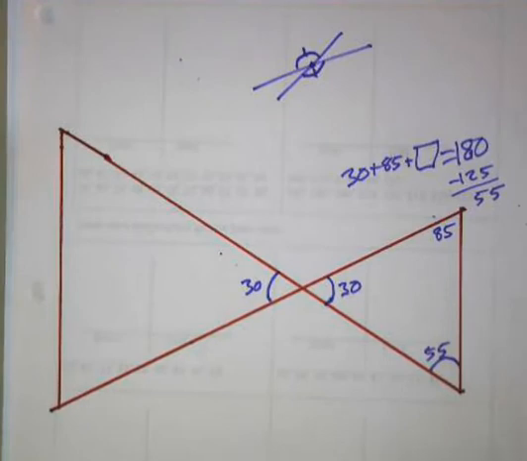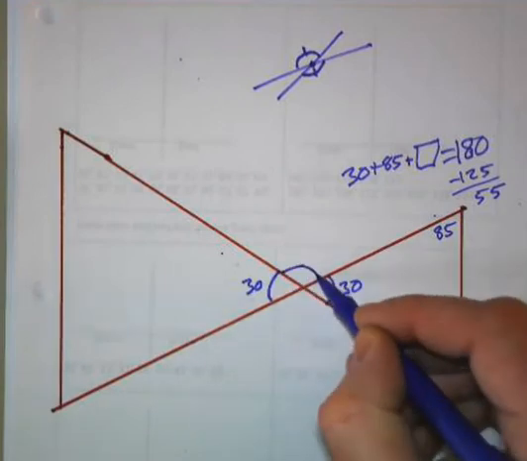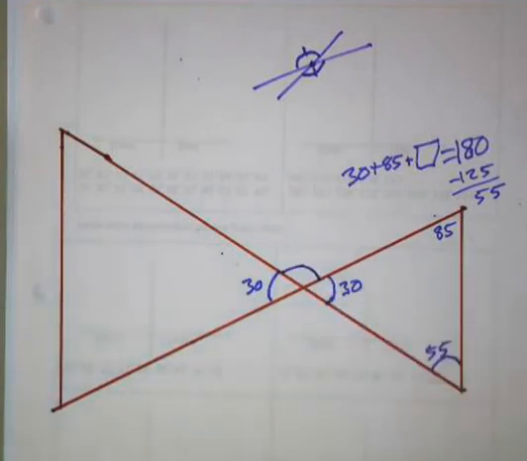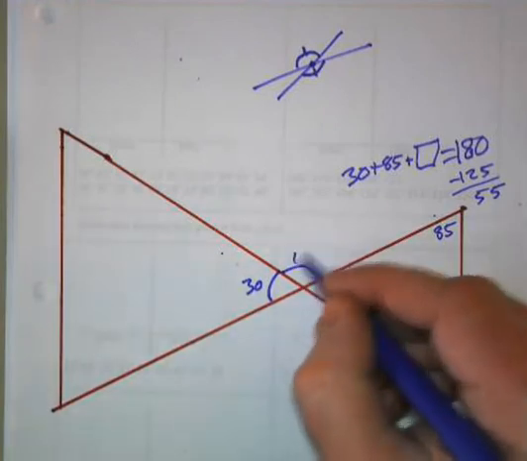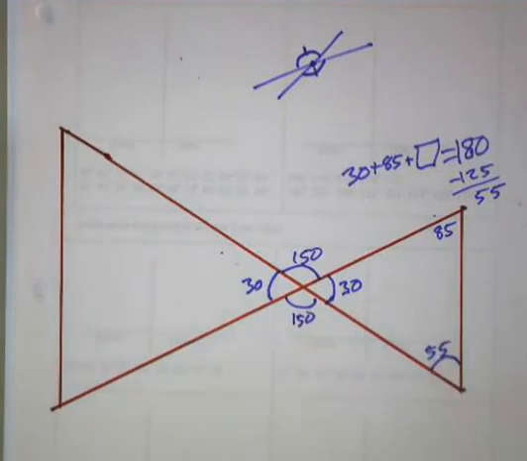Another thing that we know is that this is a straight line. So this angle and this angle need to add up to 180. And that makes this 150 and this 150. So now we filled in those angles.